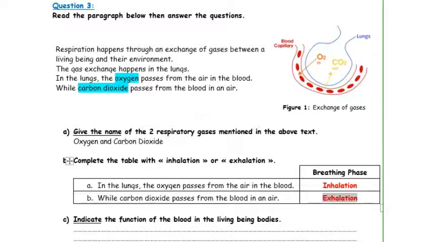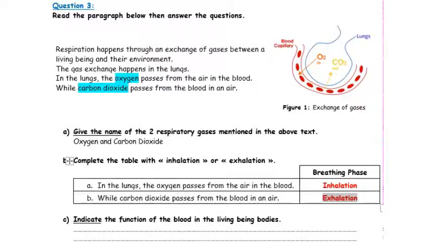Indicate the function of the blood in the living being bodies. What is the blood's job? I think most of you can remember that I called the blood the taxi driver. The blood is the taxi. It will go near to the lungs, collect and take some of the oxygen from the lungs, and take them to all of your body parts. I will repeat. The blood goes near to your lungs. There, the blood becomes rich in oxygen.